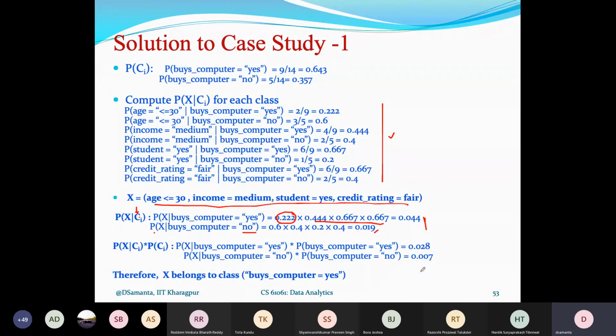And then we shall be able to calculate the class probability that it belongs to the class yes, and the class probability that it belongs to the class no. So 0.028, 0.007. Therefore, your conclusion is that this record belongs to the class yes. So this is a simple example which you can try on your own. I have given a solution, but anyway, you should try on your own.